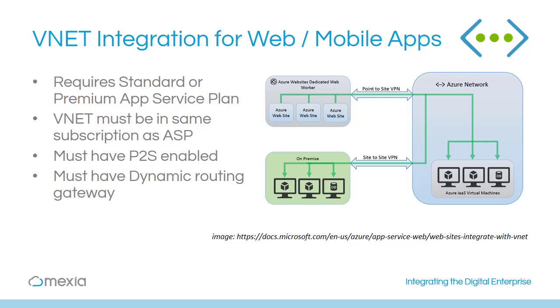The virtual network has to be in the same subscription as your app service plan, and you must have point-to-site enabled. Even if your VNet is using site-to-site, you just have to enable point-to-site so that the web app or mobile app can join it, because effectively it is just that machine that the web app or mobile app is running on that's being added to the network. You also have to have a dynamic routing gateway enabled.